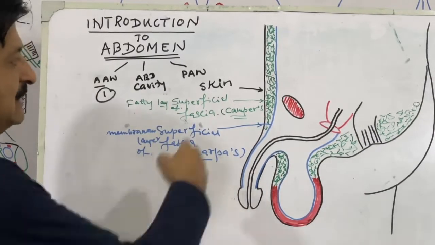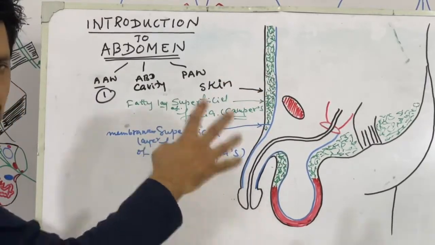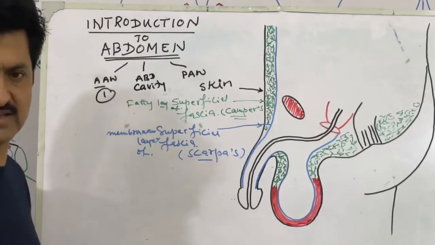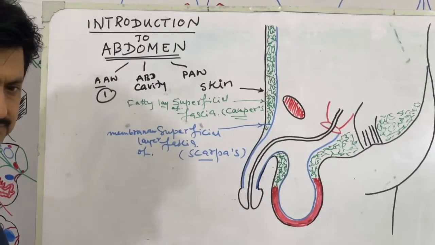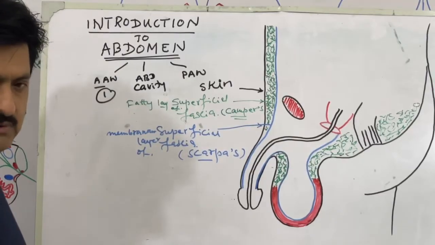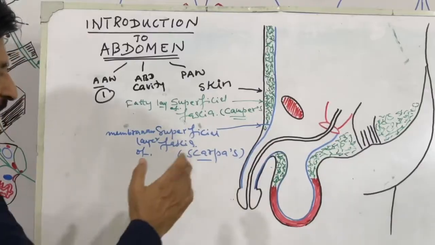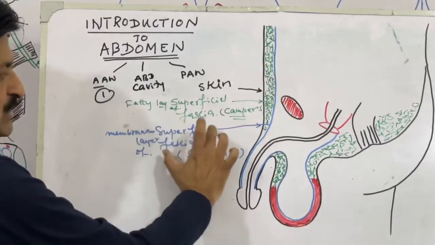And after that, there will be deep fascia also, but it is rudimentary. You can actually ignore this fascia. Deep fascia is not present as such in the anterior abdominal wall, like the deep fascia elsewhere in the body. If it is present, it is rudimentary and ill-defined. So you have here two layers of superficial fascia.